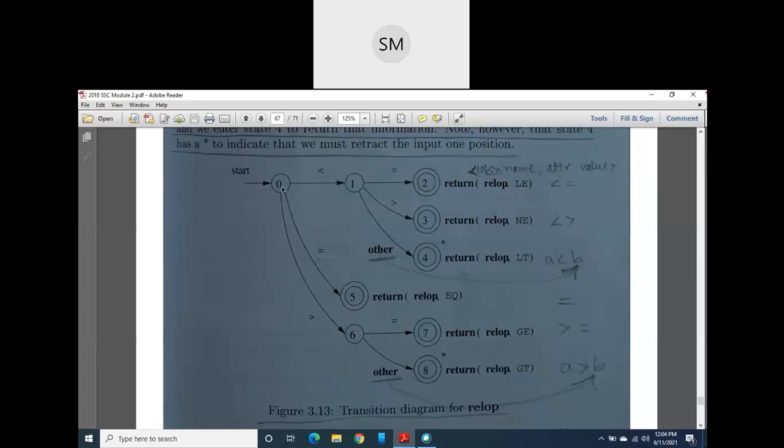The first possible relational operator, I take it as less than. If you look into the input of your program and see a less than, then you will shift to the next state, that is 1. Here there are three possibilities after reaching state number 1. What are those three possibilities?